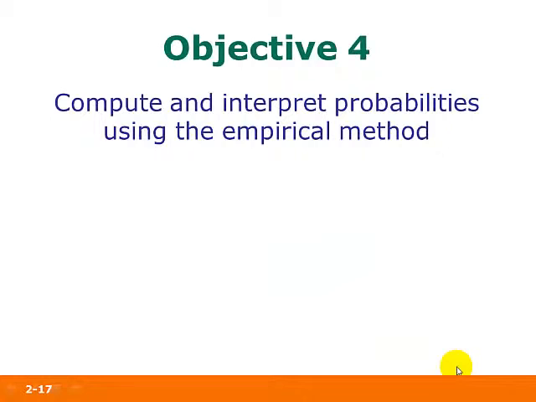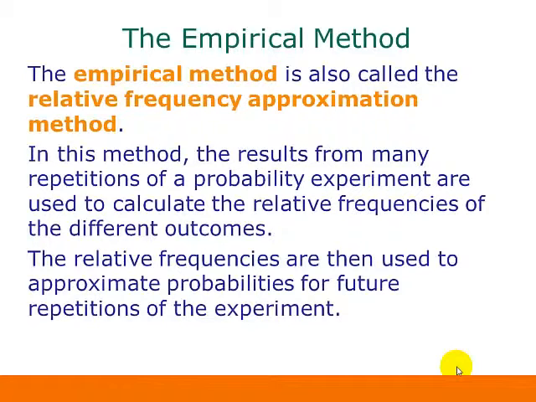Objective 4 is to compute and interpret probabilities using the empirical method. So the empirical method is also called the relative frequency approximation method. In this method, the results from many repetitions of a probability experiment are used to calculate the relative frequencies of the different outcomes. The relative frequencies are then used to approximate probabilities for future repetitions of the experiment.